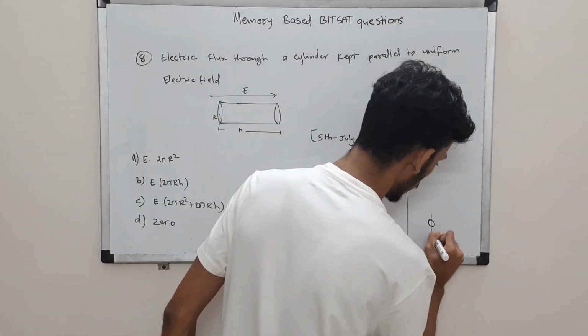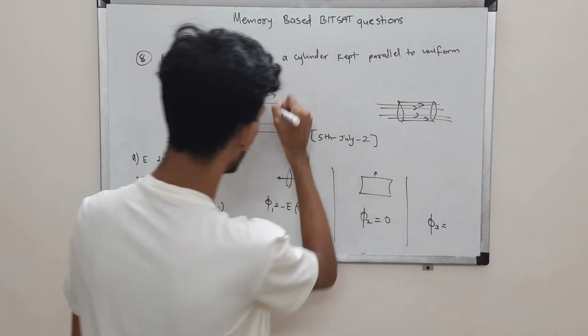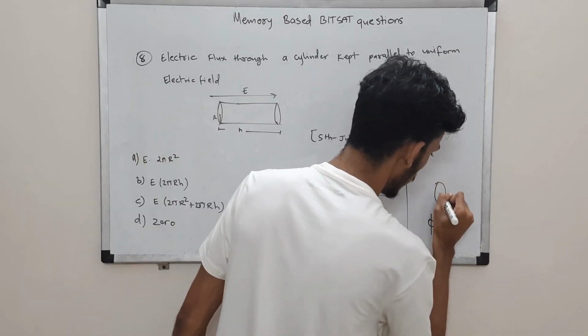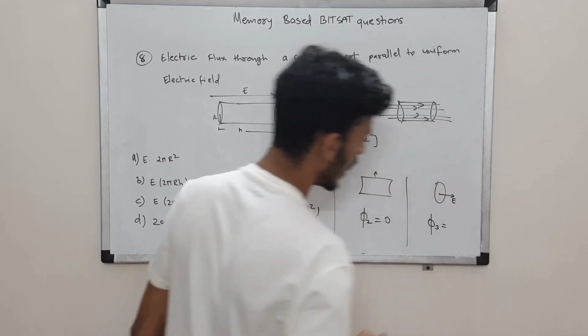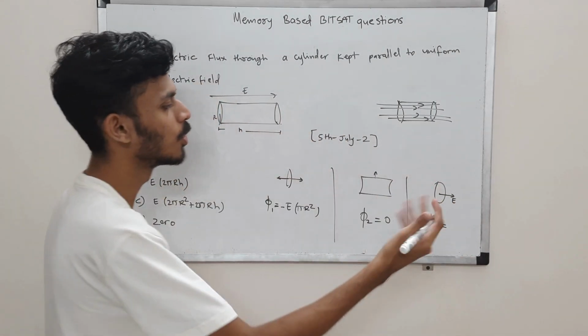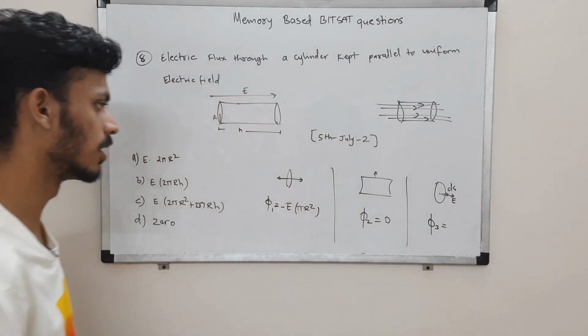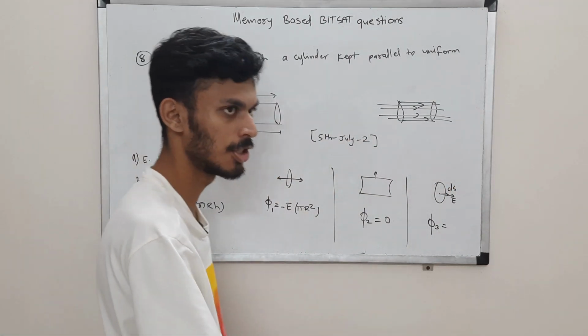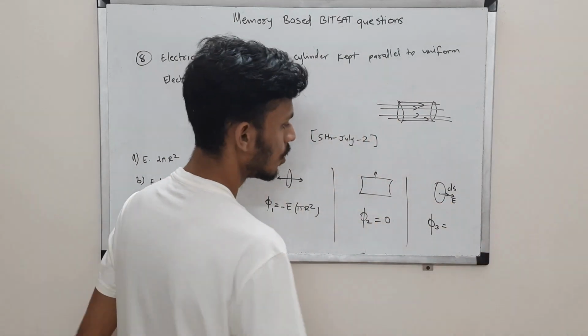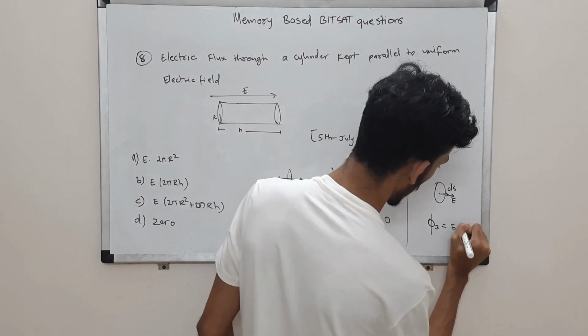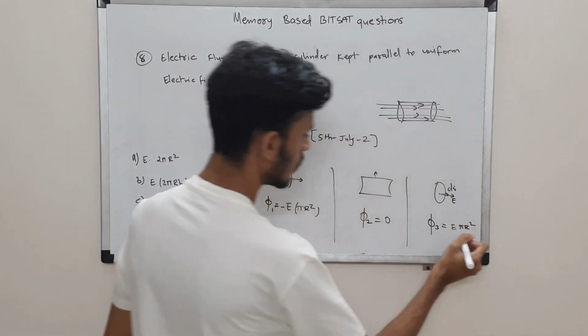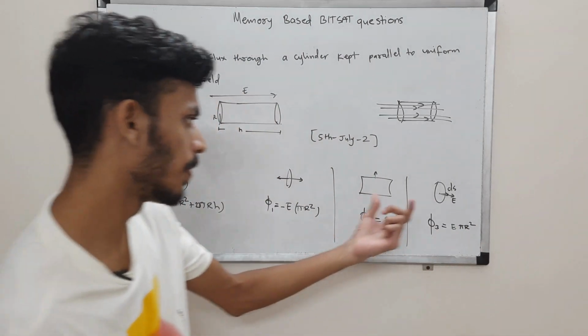Finally, coming to the circular shape over here. The electric field is in this direction, and the area vector is also in the same direction, pointing outwards. The area vector is always outward. So E dot S, into cos 0, the angle between them is 0. So E into area pi r square, and cos 0 is 1. So this is the flux through your third circle.